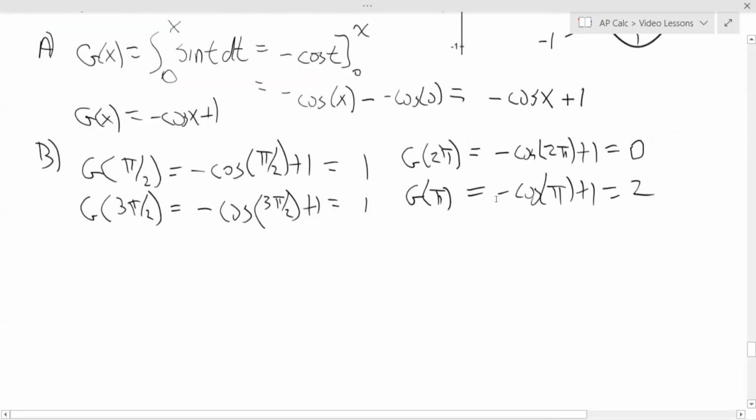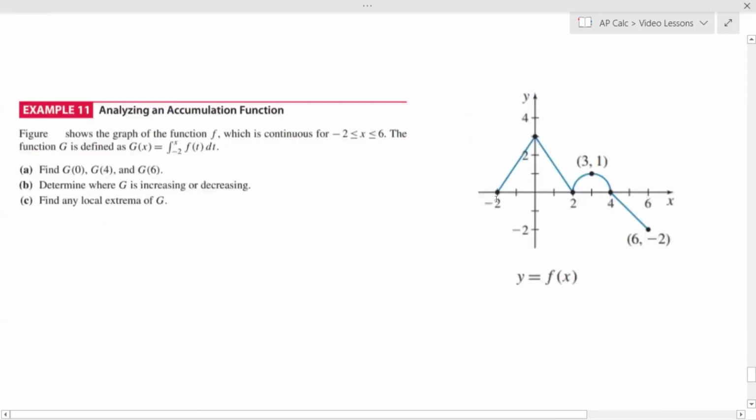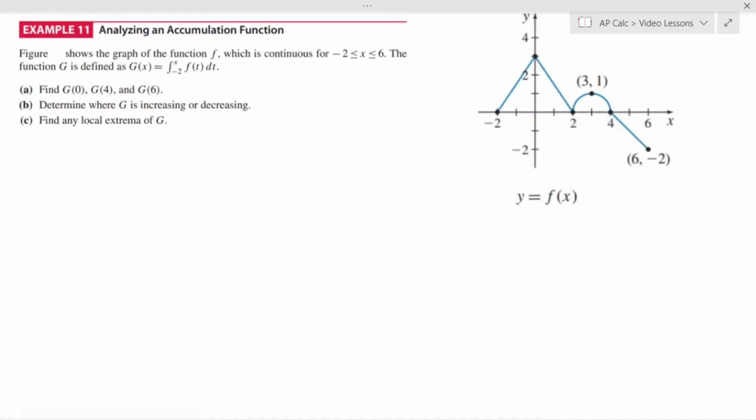Okay. All right. So let's take a peek at one more example. We want to analyze another accumulation function. So this one is more from a graphical interpretation than just having the basic function. So this graph is the graph of f, little f, from -2 to 6. And g is defined as the definite integral from -2 to x of f of t. So for part A, I want to find g of 0.